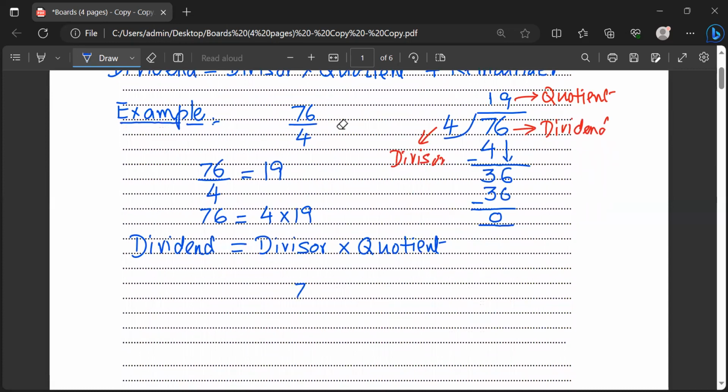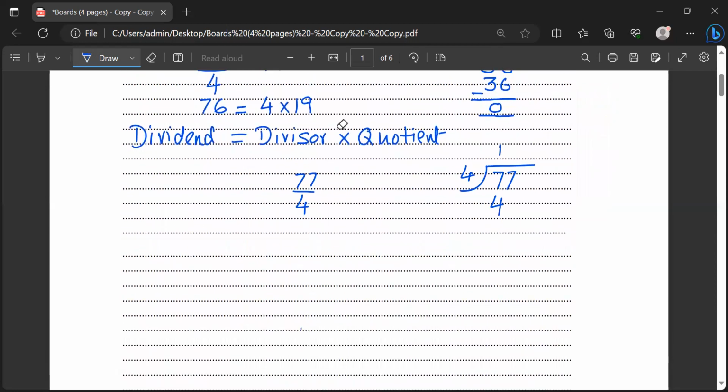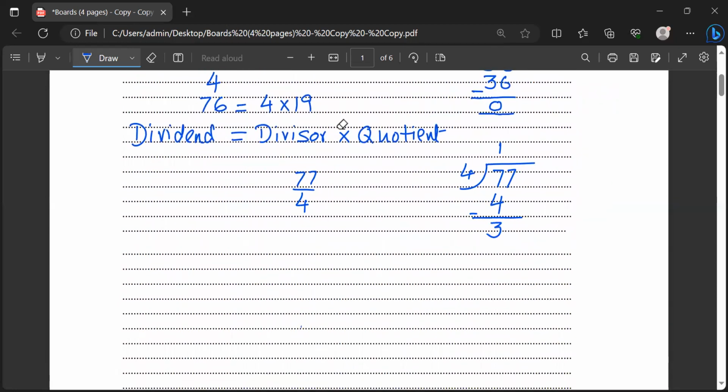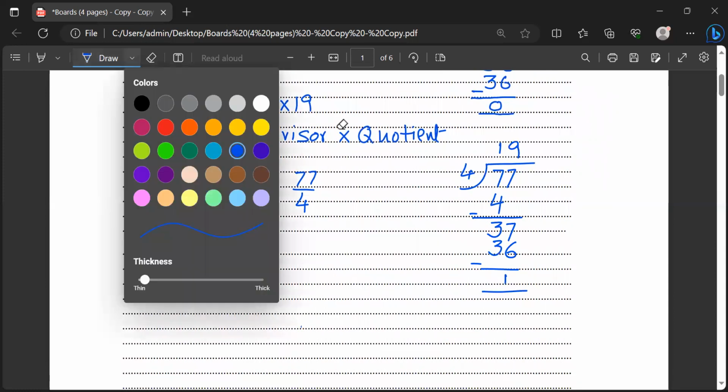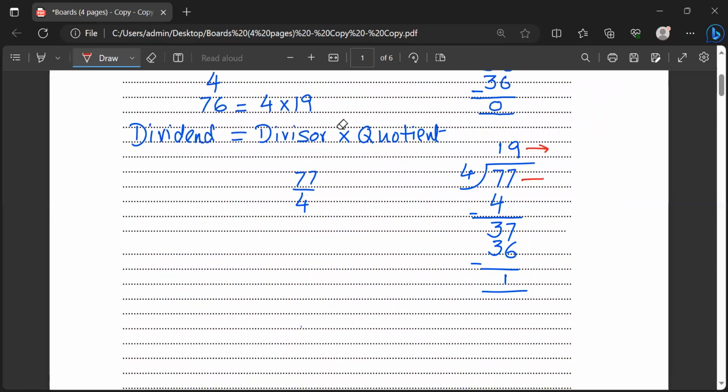Example number 2 is say 77 over 4. So this time 77 is the dividend. So divide 77 by 4 here. 1 times 4. Remainder is 3, 7. How many times is 4 contained in 37 or less than 37? It is 9 times 36. Then remainder is 1. So here again we have the same quotient.